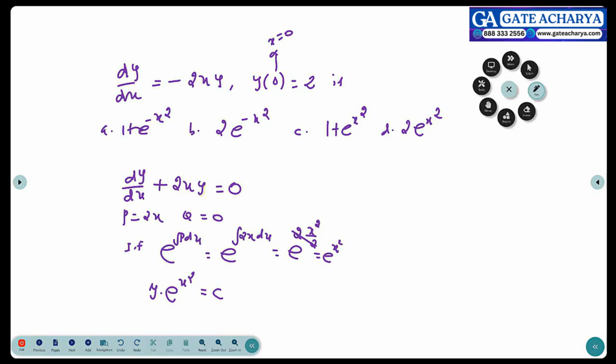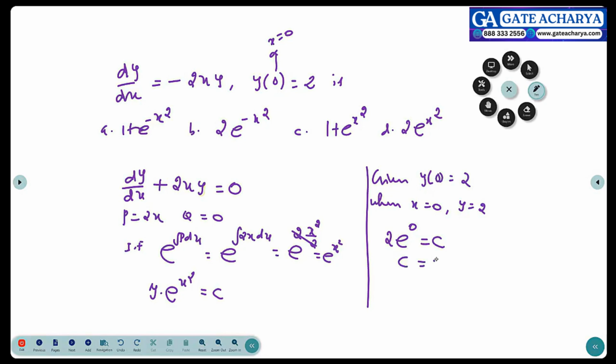Now the condition. What's the condition here? The given y of 0 is equal to 2. That means when x is equal to 0, y is equal to 2. Substitute here. y is 2 and e power 0 is equal to c. Anything power 0 is always 1. Therefore, the value of c is 2. Substitute directly here. It is y e power x square is equal to 2.